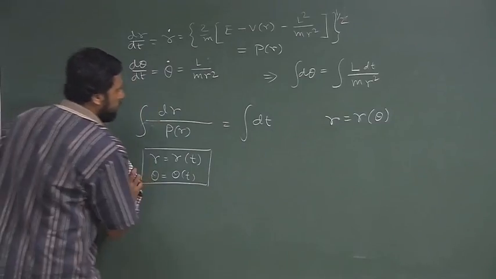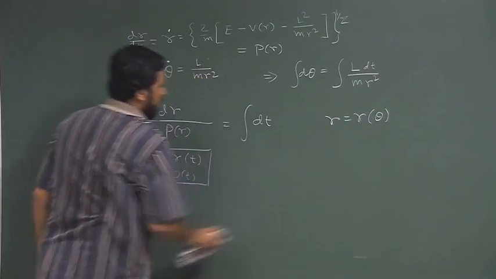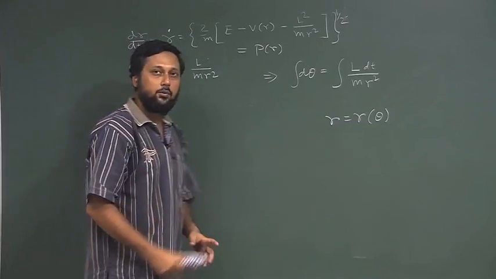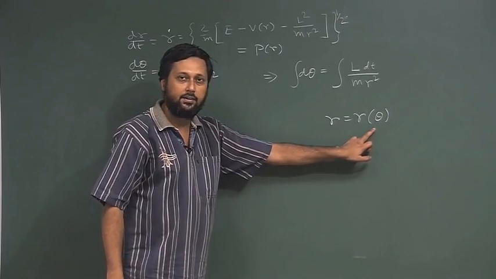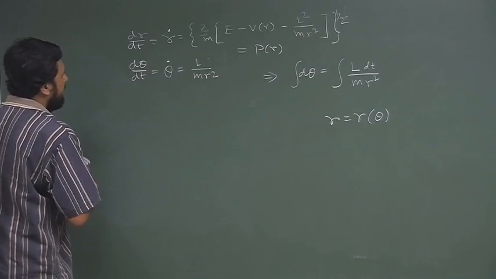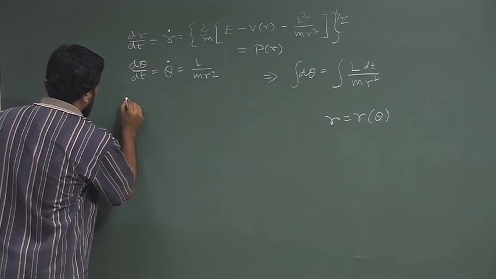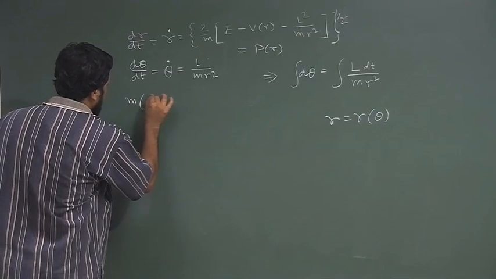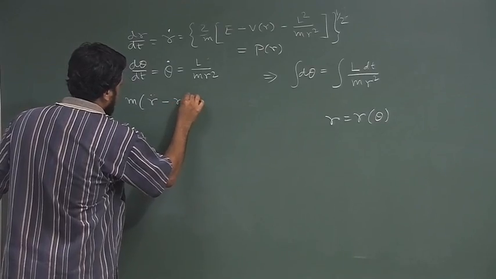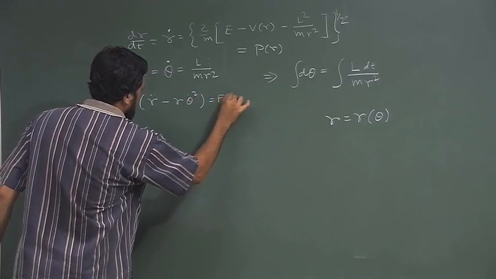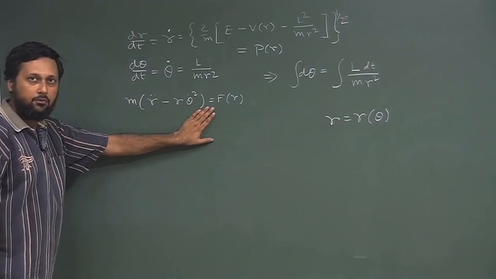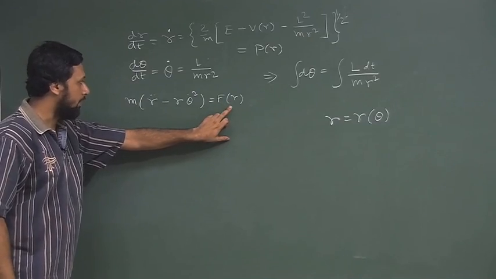Now, in order to get this solution, we need to get a differential equation which includes only r and theta, and there is no t dependence. How can we do that? We can do that by recalling that m times (r double dot minus r theta dot square) is equal to f of r. So, this is the standard equation of motion under the central force f of r.